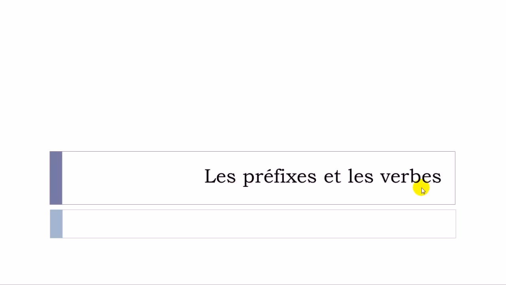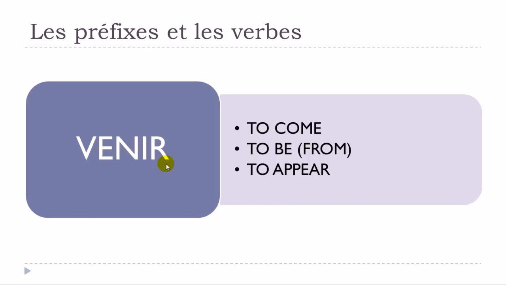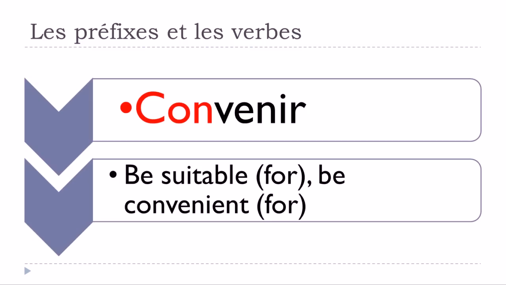Les préfixes et les verbes, and the last verb that we will see together is venir. Okay, so you get the translation here. Okay, so venir, and then when we talk about les préfixes, well, we will talk about letters that we will add in front of venir, and by adding these letters, we'll change the meaning or the original meaning of this verb. Okay, so let's see how it will go. The first thing that we could add would be con, and then we would get convenir. Okay, and here you will see for each verb the translation in English. Okay, convenir.